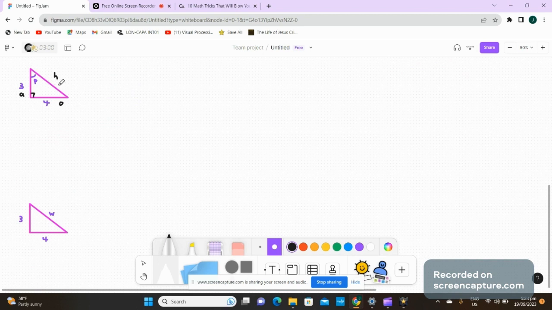So SOH CAH TOA, thinking about it, we've got our opposite and our adjacent. So SOH isn't going to work, CAH isn't going to work, but TOA will work. That means we'll be using tan this time. So if we go tan, and our angle is p, since we're solving for the angle this time, we need to put a little negative one here and put our p in brackets, and that is equal to our opposite, so it's going to be 4 over 3.